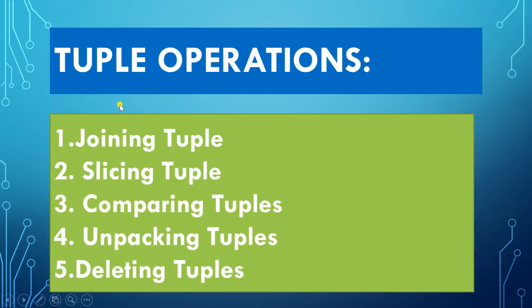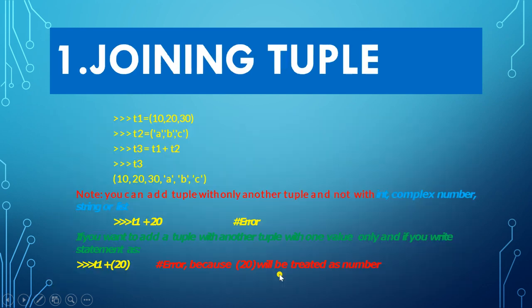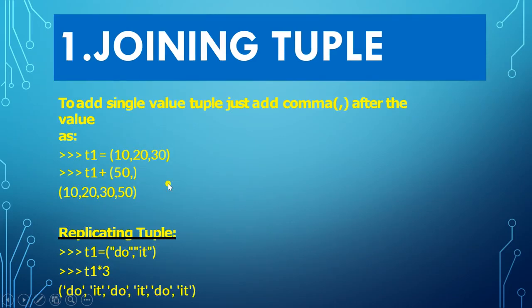Tuple operations: joining tuples, slicing tuples, comparing tuples, unpacking tuples and deleting tuples. For joining tuples, you have to use the concatenation operator, the plus operator, so that all the elements will be joined. Next is replication of a tuple. Replication means multiply. This is your tuple; when you multiply it by 3, it will give the result 3 times.